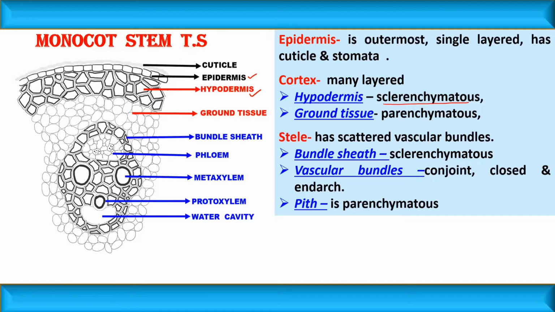Yes, to start with, the monocot stem has an epidermis, the hypodermis is sclerenchymatous, the ground tissue is parenchymatous. The unique feature is the stele which has scattered vascular bundles. It is not limited by the endodermis nor the pericycle, both are absent. Then, inside the sclerenchymatous bundle sheath, it has vascular bundles having xylem, phloem but without the cambium.